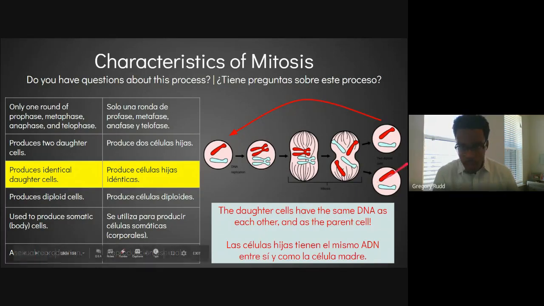So this is a good image that shows that. Our parent cell starts off with this red DNA and this baby blue DNA. And after our process of cell division, we end up with 2 daughter cells that have that same red DNA and that same baby blue DNA. And they have the same DNA as each other, but also the same DNA as the parent cell. So mitosis produces identical daughter cells.